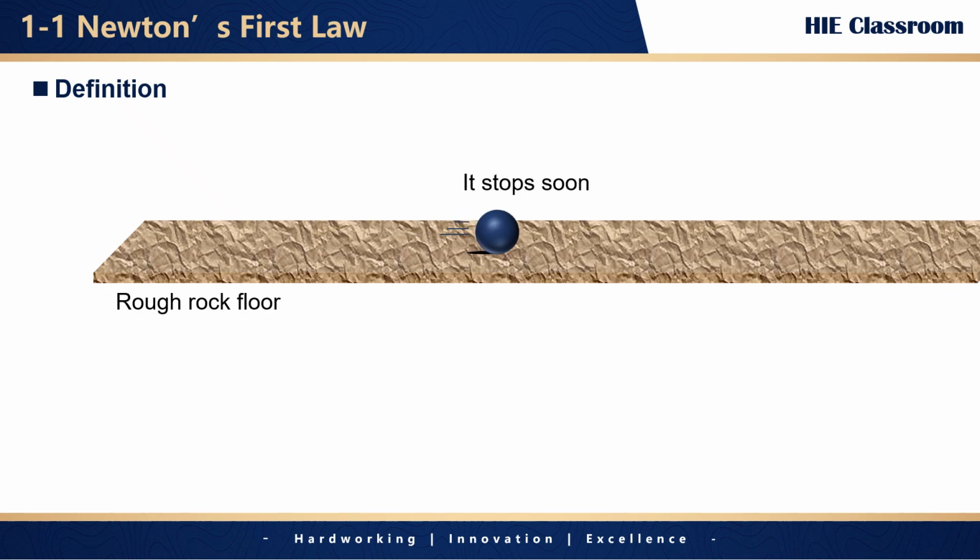If you actually want the puck to keep moving at a constant velocity across the floor, you will need to keep pushing or pulling it continuously to balance that friction force.